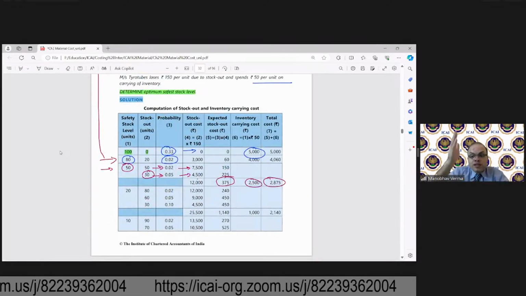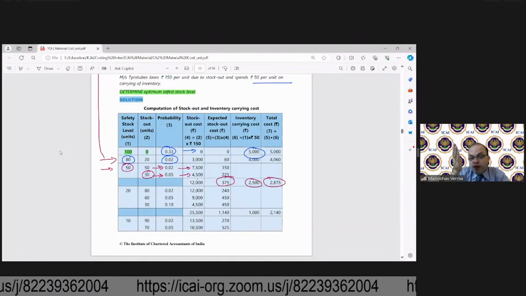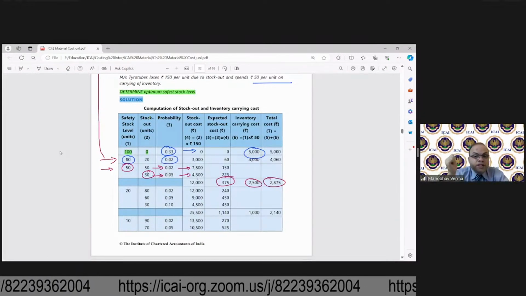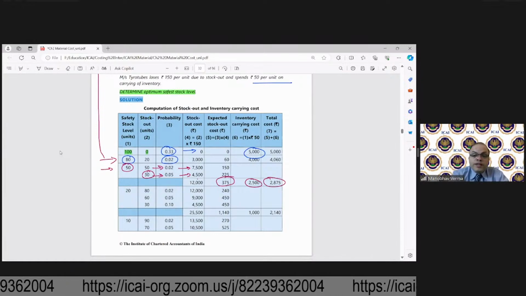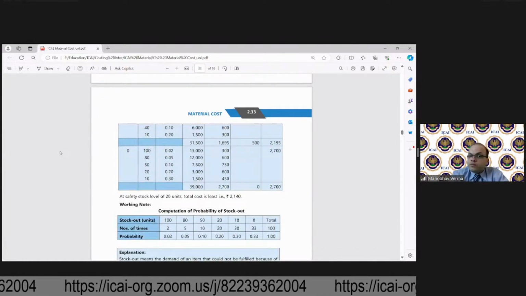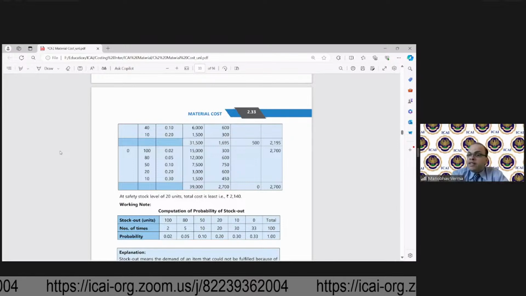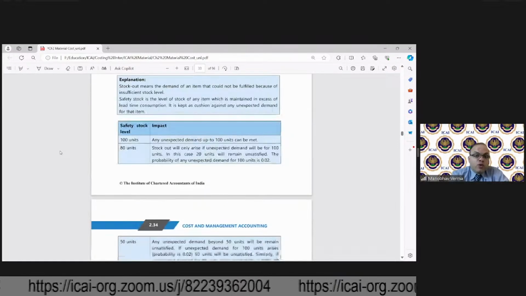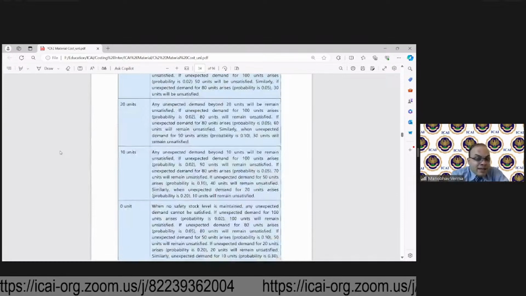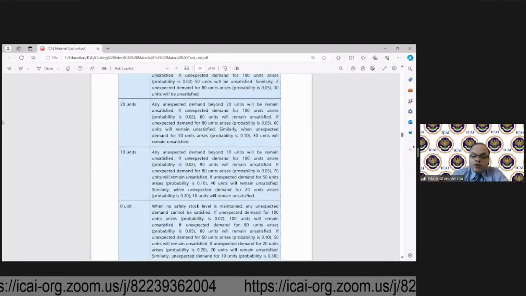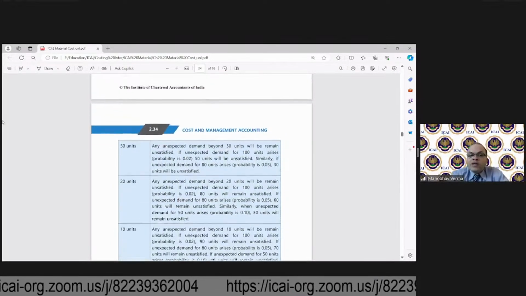We are talking about selecting the minimum cost. We can see the minimum cost is happening at a safety stock level of 20 units, where the minimum cost comes out to be 2140. Because at other levels, it is higher. So if you go a little down, there is a table which explains every level, guys. That's where it becomes very, very interesting for you to understand how we built it up.